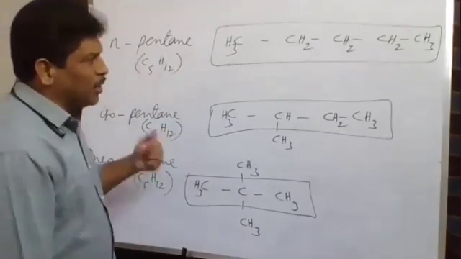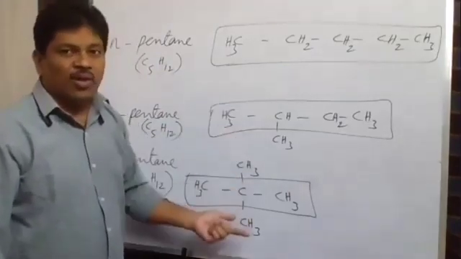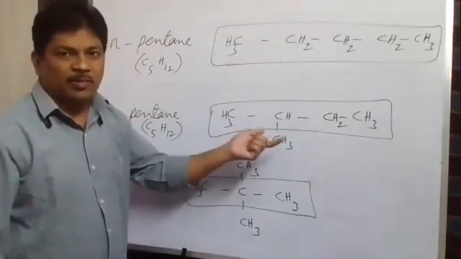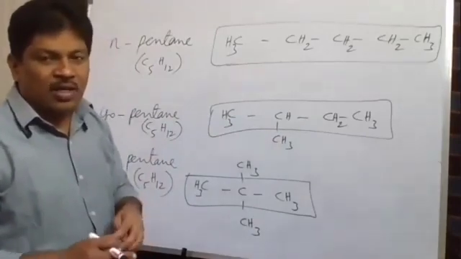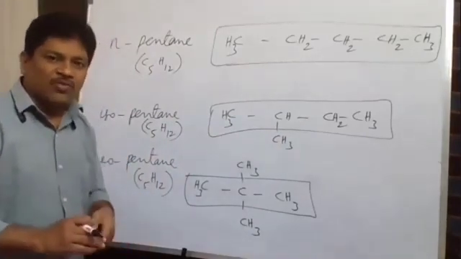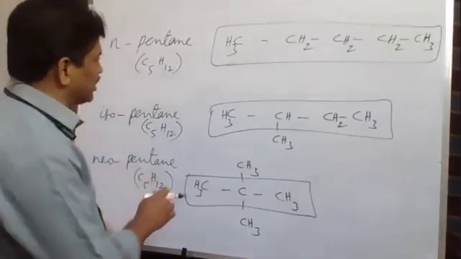But the IUPAC names are different for these three structures. These three structures have different properties and different structures, but the same molecular formula. This phenomenon of having the same molecular formula but different structures and properties is called isomerism, which we are going to discuss later.